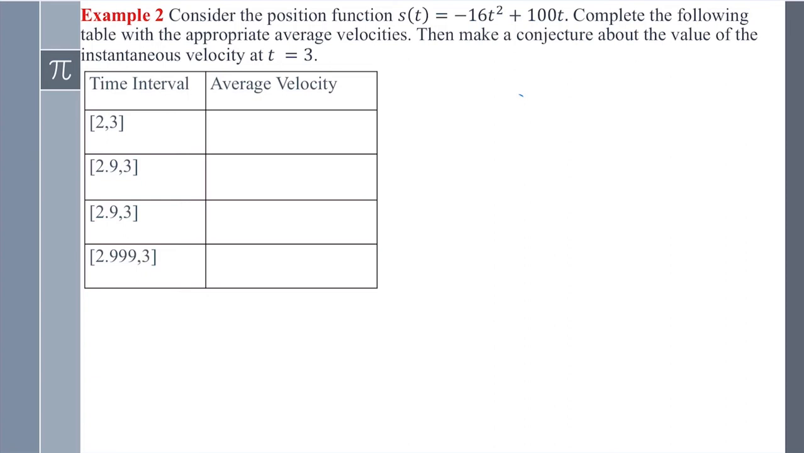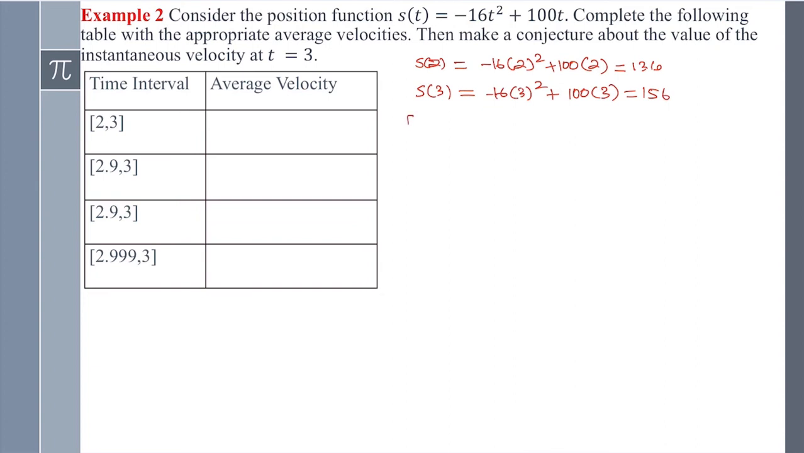So what we need to do is find the value of the function at 2 and 3. So we are going to find s of 2, that is negative 16 times 2 squared plus 100 times 2. You can just put this into your calculator, and we'll get 136. Now similarly, let's find s of 3. Negative 16 times 3 squared plus 100 times 3 equals 156.